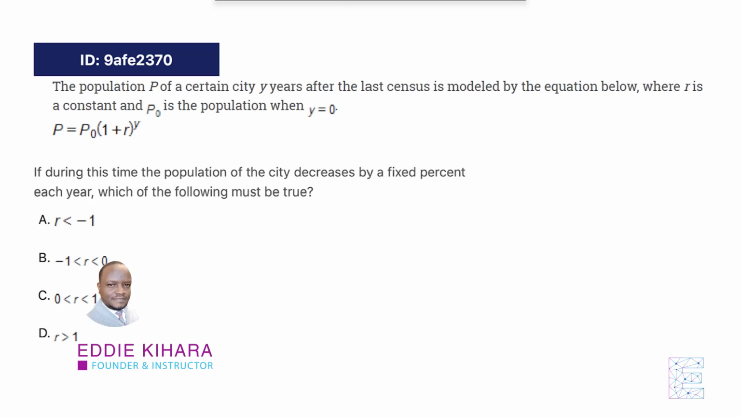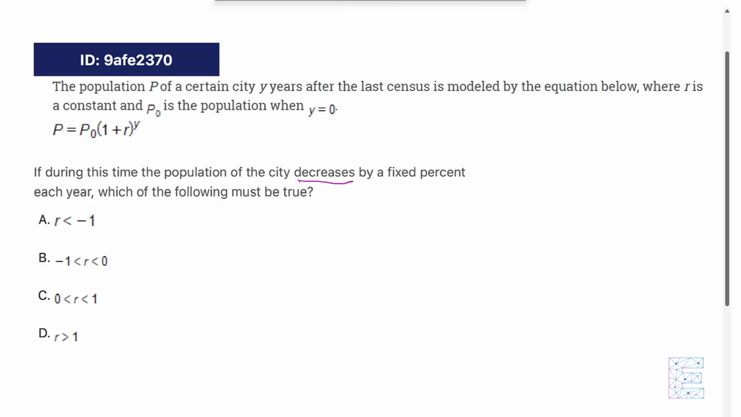The population P of a certain city, Y years after the last census, is modeled by the equation below, where R is a constant and P0 is the population when Y equals 0. If during this time the population of the city decreases by a fixed percent per year, which of the following must be true? Recall that every question has a concept behind it.